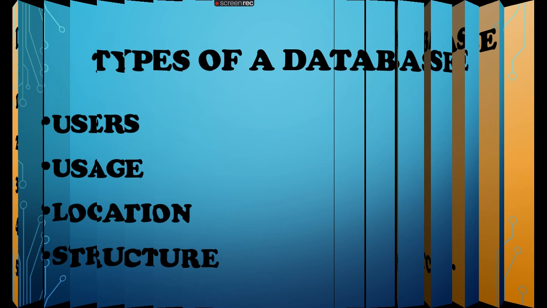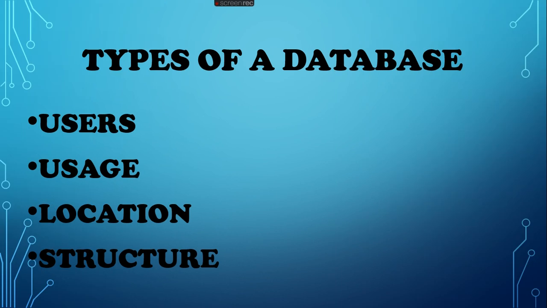The next thing that we want to look at is the types of a database. Now we can classify the types of database based on users. Another one too is based on the usage. Another one is the location of the database, and then the structure of the database.